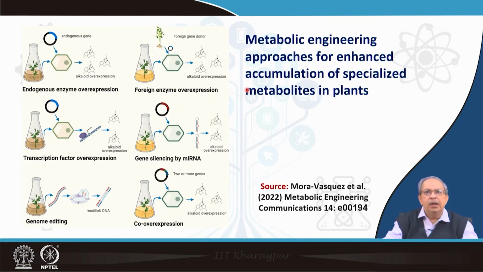So, this is again what I have said in a nutshell, the different ways to enhance the specialized metabolites. One is endogenous enzyme overexpression, where the pathway is already there. If you overexpress, in several cases it worked well, but there are also cases where overexpression of the endogenous gene leads to gene silencing, which earlier people explained in terms of co-suppression. Now, what is happening there is that RNA interference causes blockage of the pathway, but in several cases these strategies were successful.